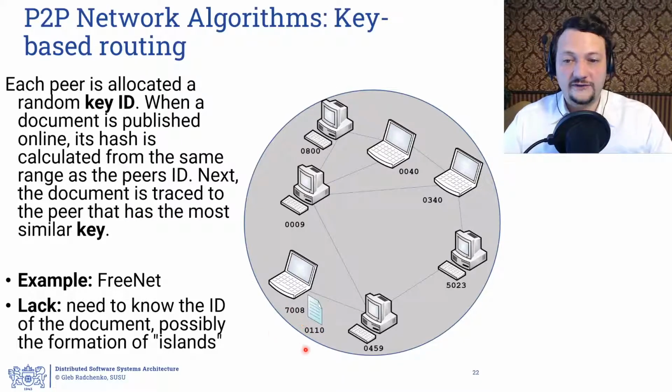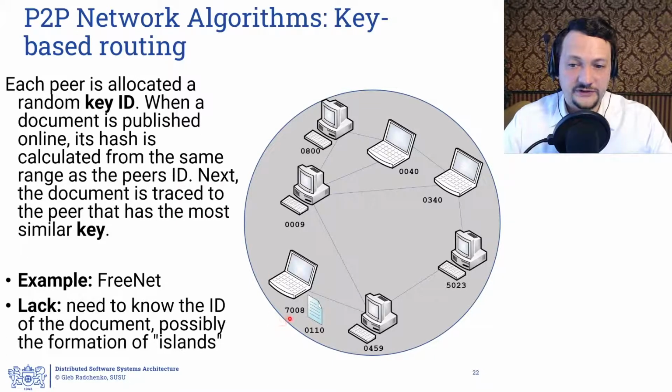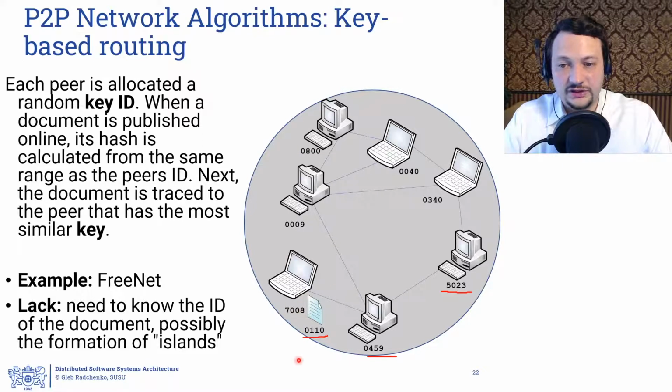Next, when we have a new resource in the network, we also assign an ID to this resource. And the ID of this new resource is calculated from the same range as the peer's ID. So here we see that on our new peer 7008, we have a file. And this file or document or resource whatsoever has the ID 0110. And just looking at this ID, you cannot distinguish it from the IDs of the nodes inside the network. To make this algorithm work, you create the ID of the resource in the same range as the IDs of the nodes in the network.